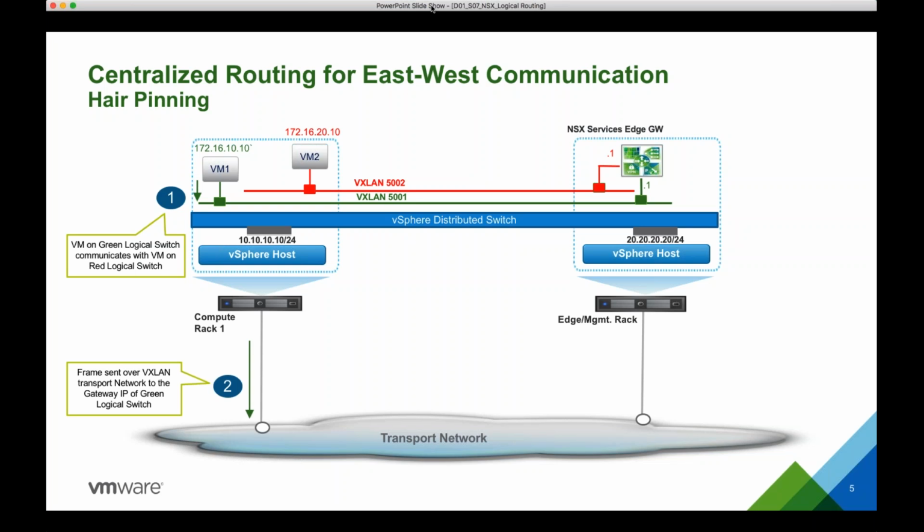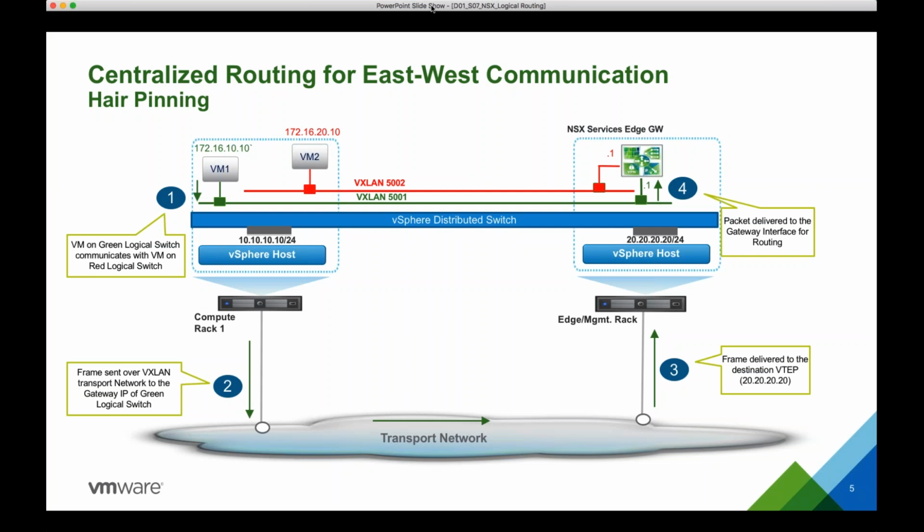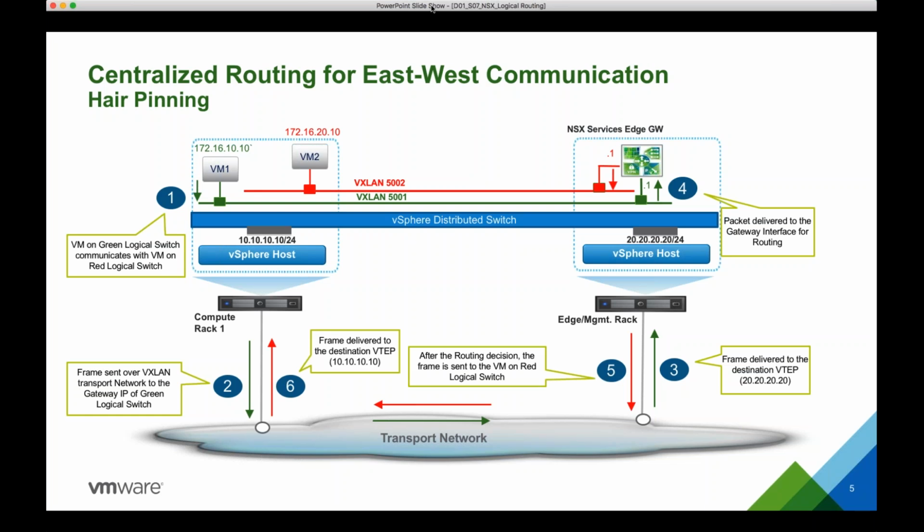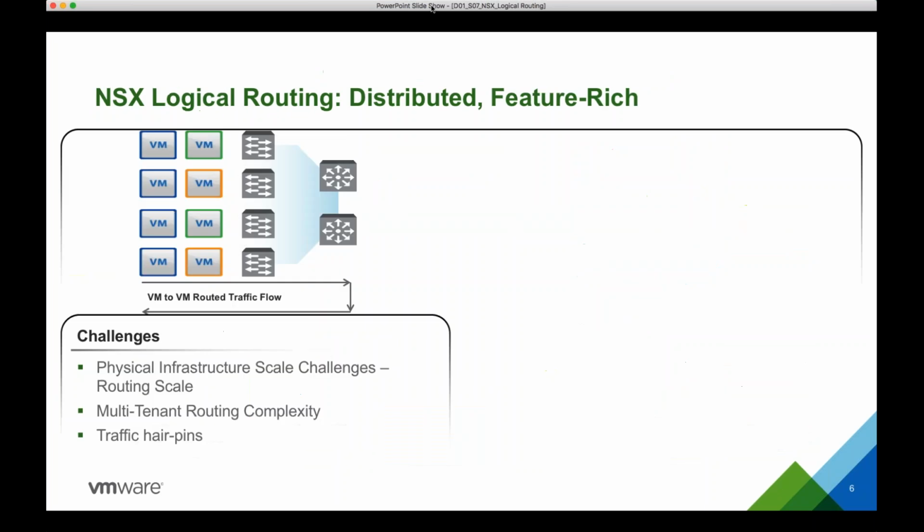So we're going to go out and we're going to send the frame over VXLAN, and we're going to send it over to the green logical switch at the destination VTEP where that Edge Services Gateway is doing the routing. As you can see up there, that Edge Services Gateway has two .1s on it. That's the interfaces for each one of those logical switches. So once it gets there, the packet's going to be delivered to the gateway. It's going to be routed to the red VXLAN. Then it's going to have to be hairpinned right back over the wire and delivered to VM2.